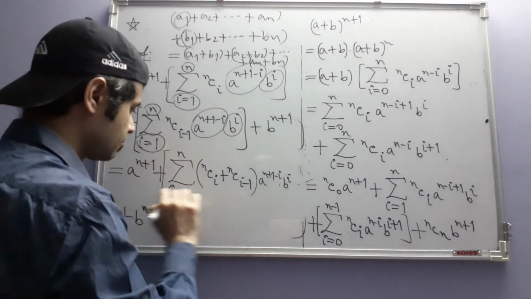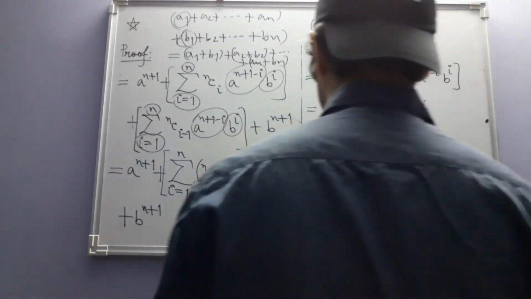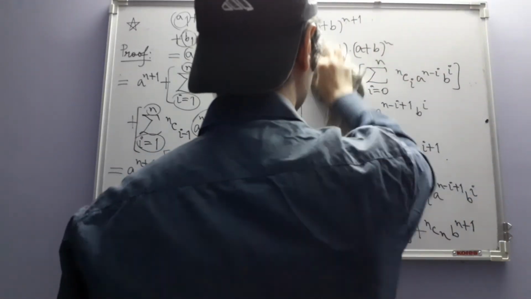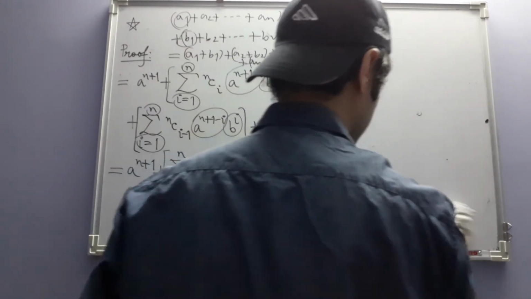Okay. So we have reached till this. Now after this, here this is the place where we need that formula for binomial coefficients, I mean the combinations.